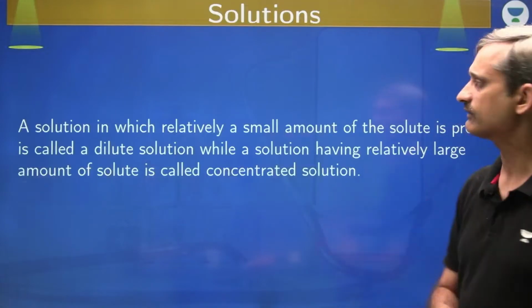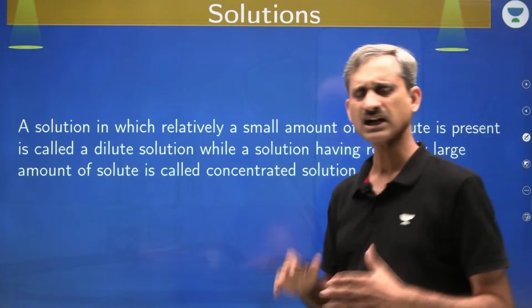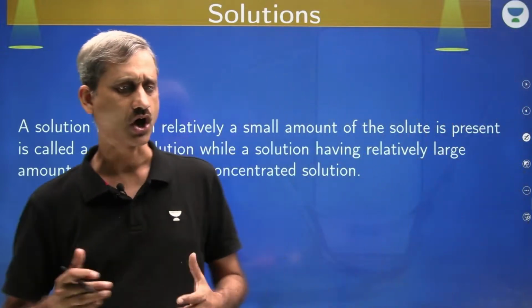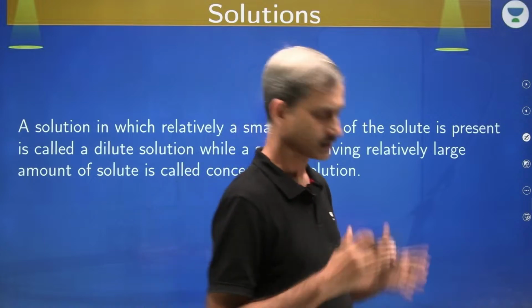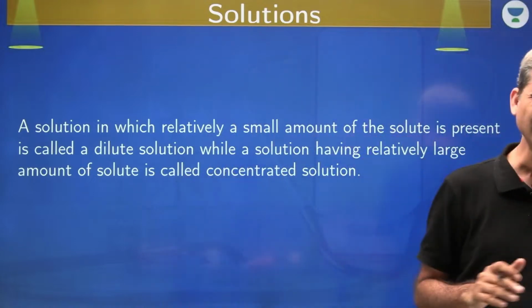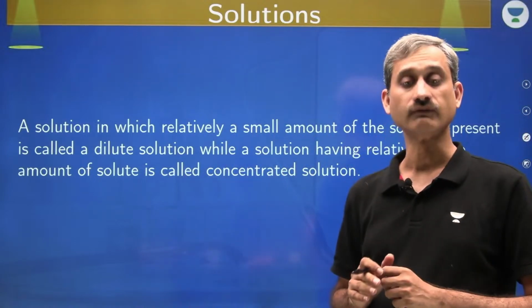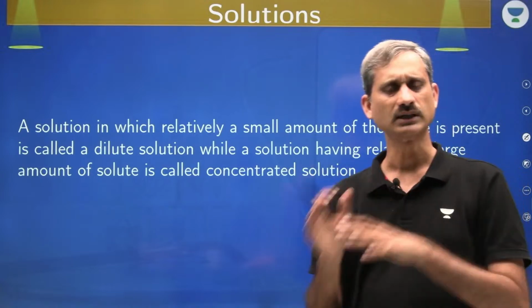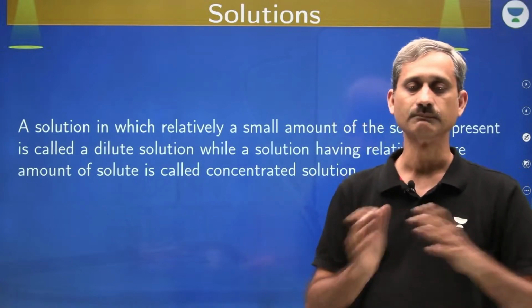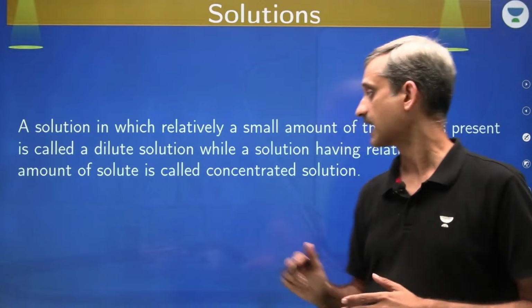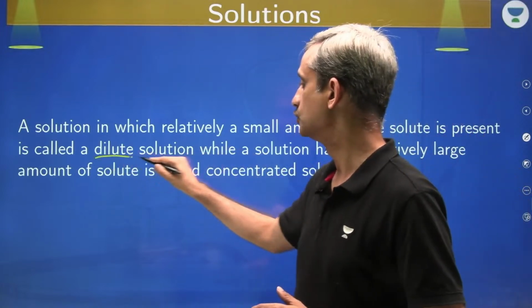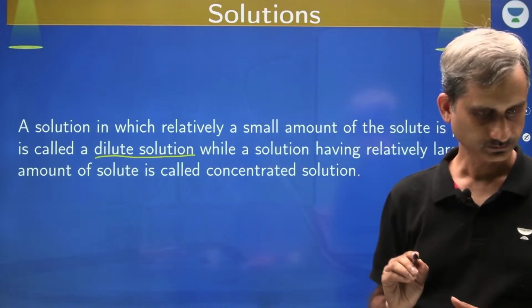Now, once we have talked about the solution, there are so many classifications of what a solution is. The solution in which relatively a small amount of solute is present, that is, one of the components is much lower as compared to another component, is termed as a dilute solution. Is this clear?